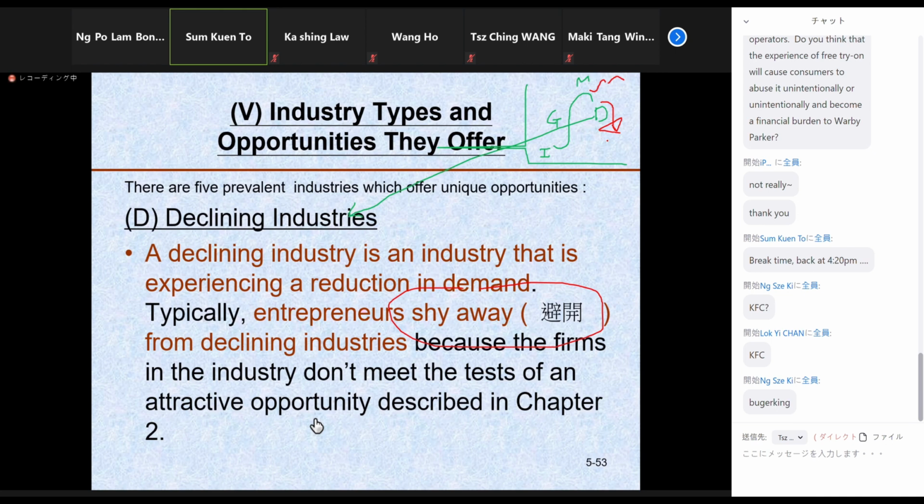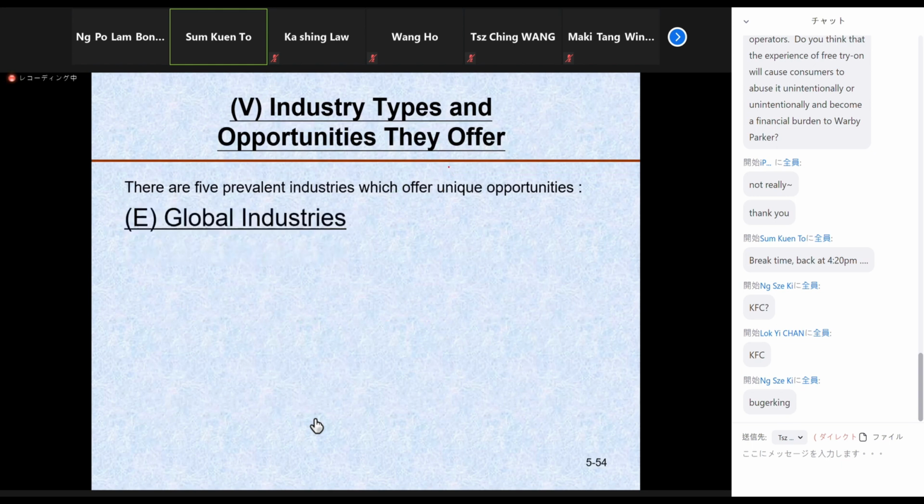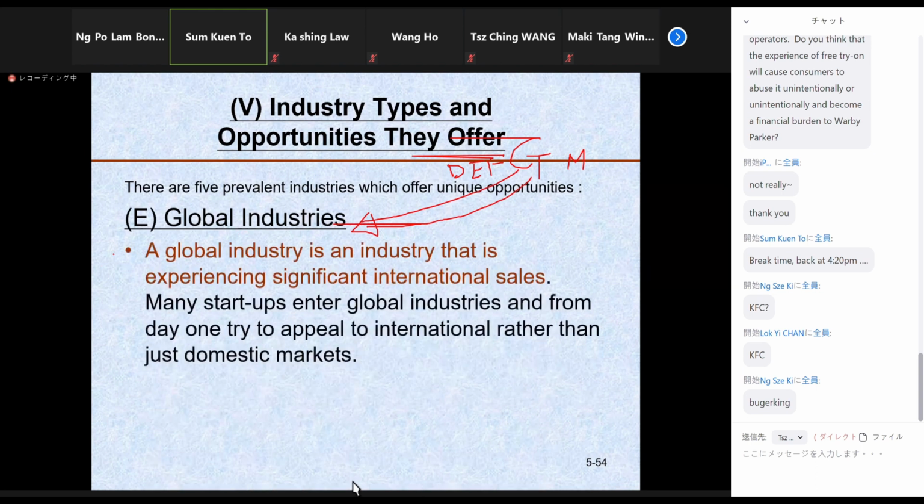So we have finished talking about decline, E, emerging, F, fragmented, M, mature. Now the final one, G, the global industry. When you analyze and find this is quite an international business, not only local in Hong Kong but also Japan, Singapore, USA, Canada, and so on, and you are operating at an MNC.